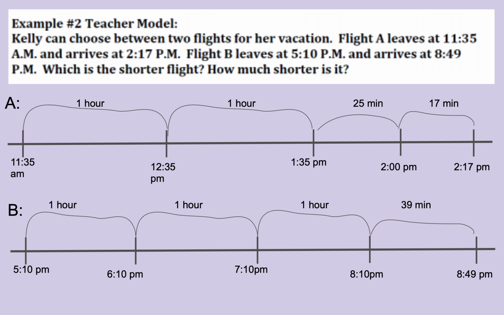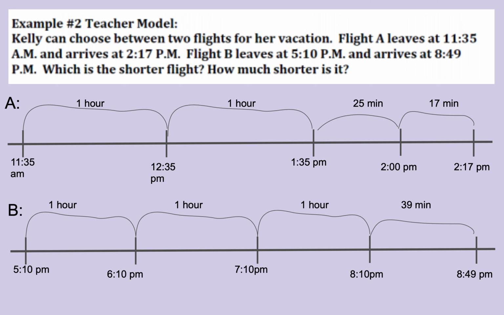Teacher Model 2. Kelly can choose between 2 flights for her vacation. Flight A leaves at 11:35 a.m. and arrives at 2:17 p.m. Flight B leaves at 5:10 p.m. and arrives at 8:49 p.m. Which is the shorter flight, and how much shorter is it?